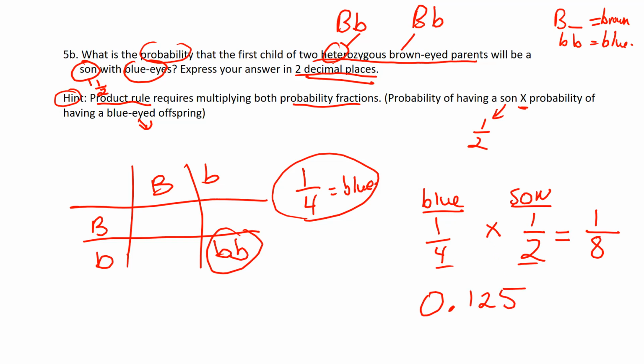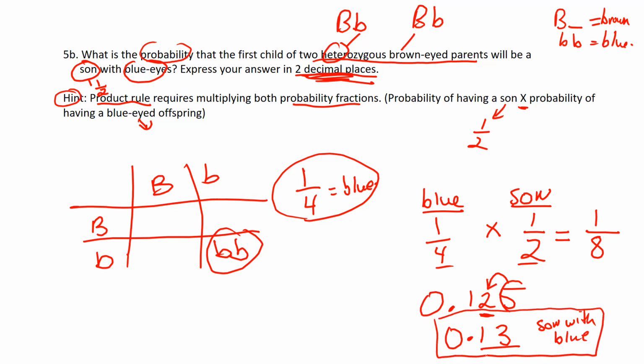0.125. But the question said we only want 2 decimal places. So let's count our 2 decimal places. It needs to end there. We're going to take a look at the 3rd decimal place and use that number to determine if we're going to round up or keep it the same. How rounding works, if you remember, is if it's 5 or higher, you round that 2nd decimal place up to 0.13. That's our 2 decimal places. That's the probability of having a son with blue eyes when both parents are heterozygous brown. And that's our answer. A little bit different.